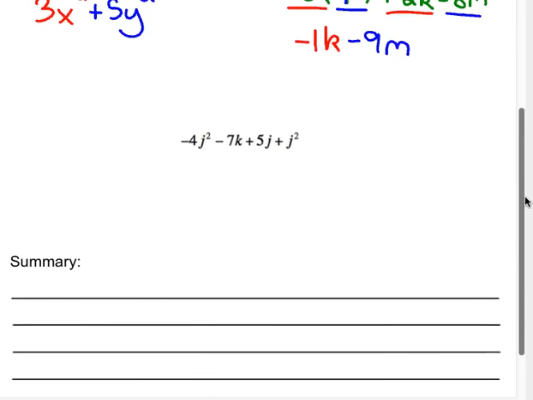All right. Now, what about this one? Well, here, the k, I don't see anything that combines with the k. I also don't see any other just j's. The only thing here that I'm seeing that can combine are the j squared. So remember, same variable to the same power is what it takes in order to combine them. So here, negative 4 plus 1 will leave me with a negative 3j squared.